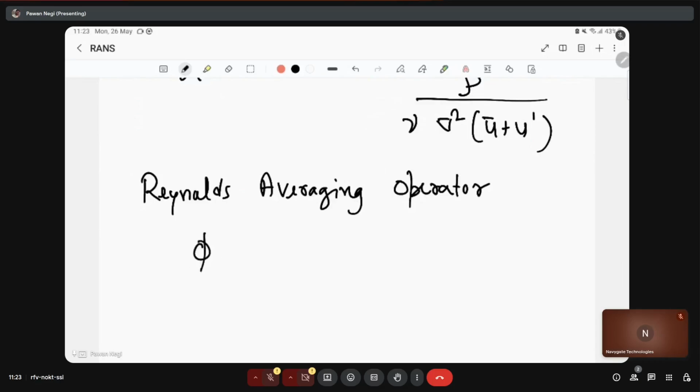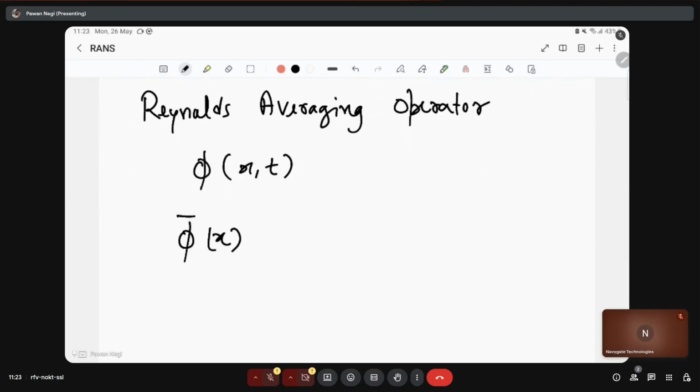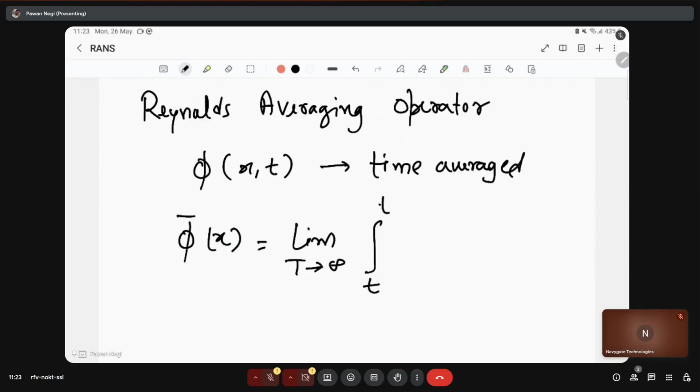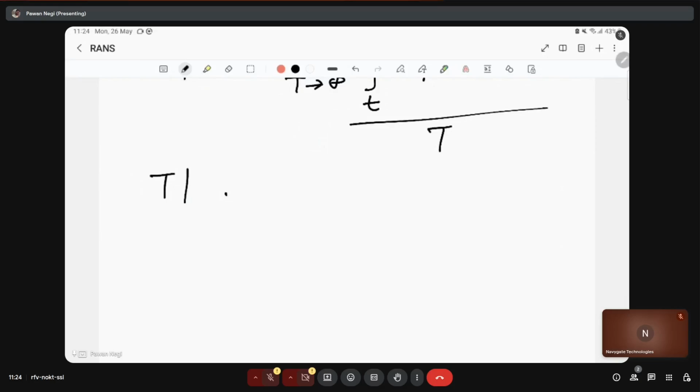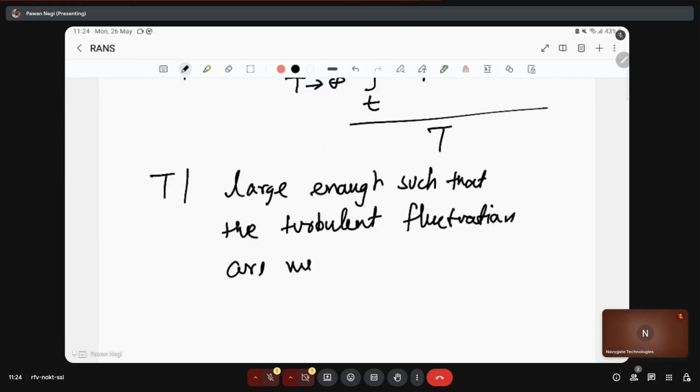For any variable phi, which is a function of space and time, I can write the Reynolds average value of this, which is nothing but a time averaged value, as the limit T tends to infinity of the integral from t to t plus capital T of phi(x, tau) d tau, whole divided by capital T. Given this, we can see that the variable is averaged over a certain time interval, which is capital T. Capital T should be large enough such that the turbulent fluctuations are well captured.